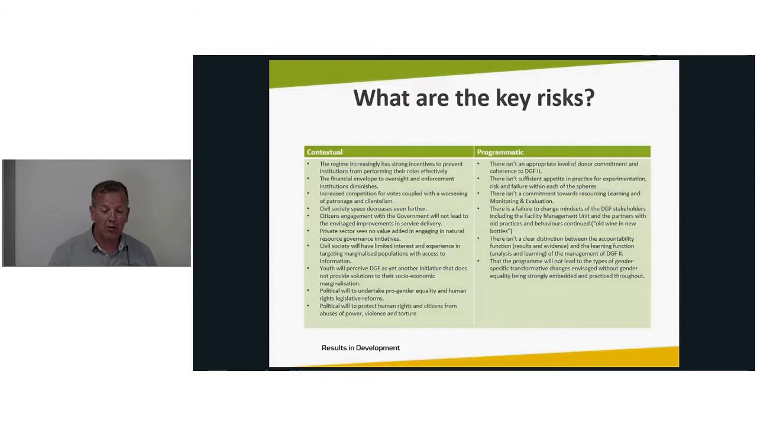Risks around political will to undertake, for example, pro-gender equality and human rights legislative reforms, which is at the heart of the Democratic Governance Facility. So there are two areas which were very, very strong for the Democratic Governance Facility, but is there the political will to actually push through legislation if you're wanting to work with parliament, political parties and civil society who are demanding rights around gender and human rights? And then there are also programmatic risks as well, which we identified.